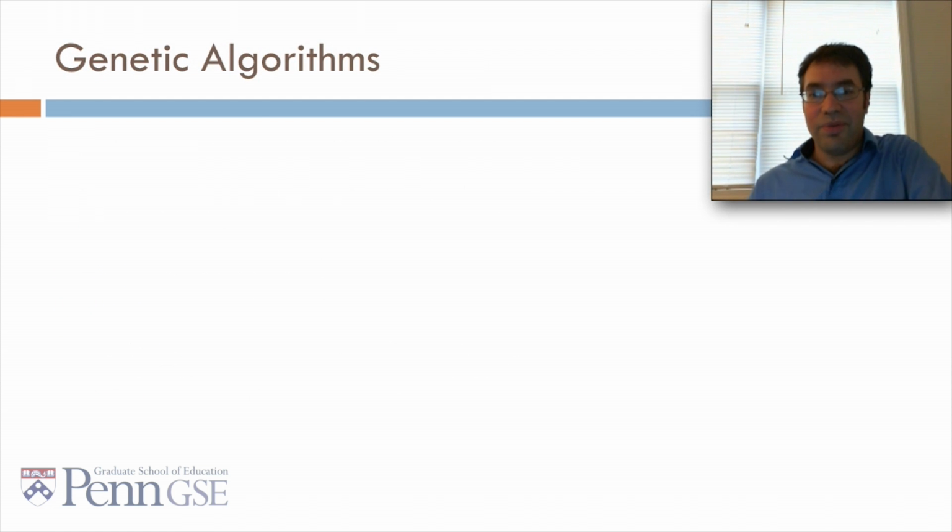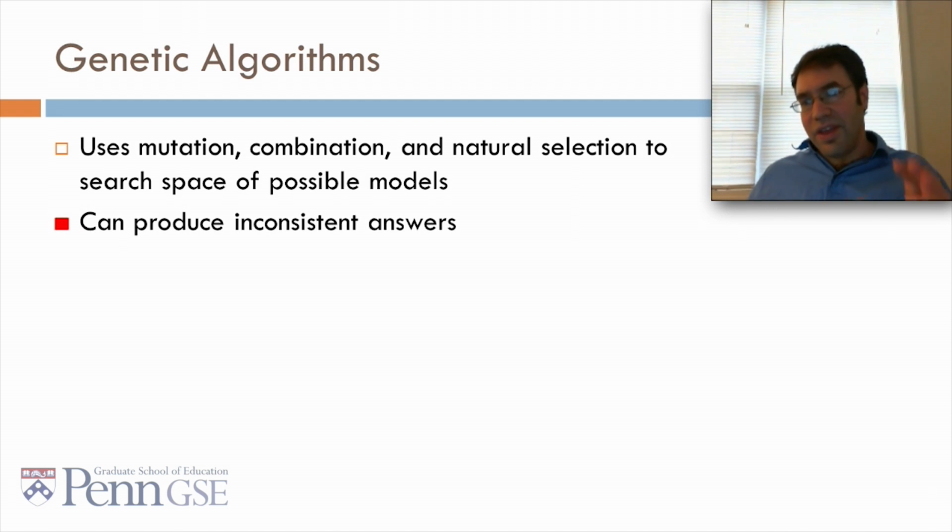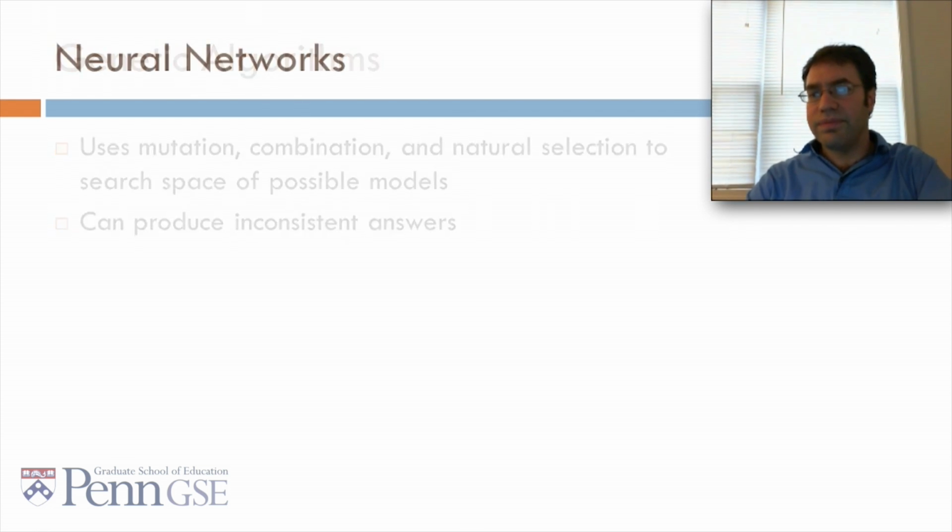Another complex algorithm is genetic algorithms, which use mutation, combination, and natural selection to search the space of potential models. They can produce inconsistent answers because they leverage randomness in their mutation and combination. They're a powerful algorithm for finding complex functions, and they work for a lot of problems, but in educational data they again tend to overfit a little.